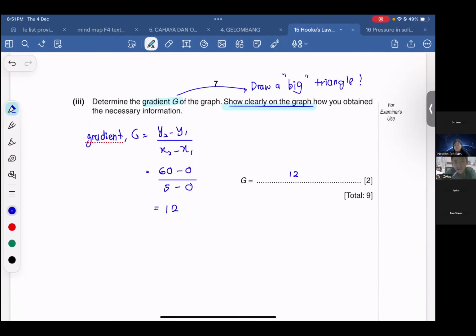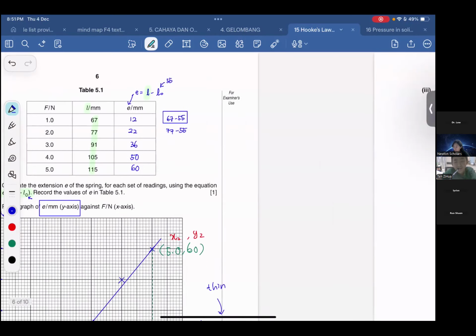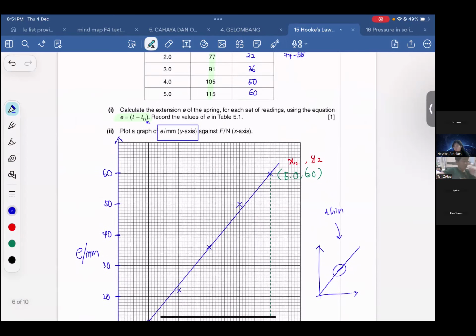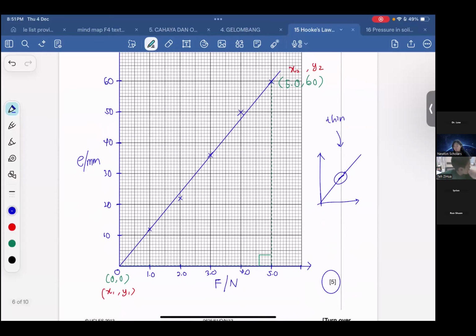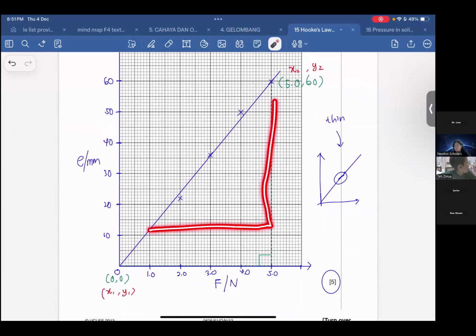Why does it start from 0, 0? Crystal, you mean why my triangle starts from 0, 0? You can start from here also, never mind, as long as your triangle is big enough. I start from 0, 0 because it is easier to do the calculation and the triangle is big enough.